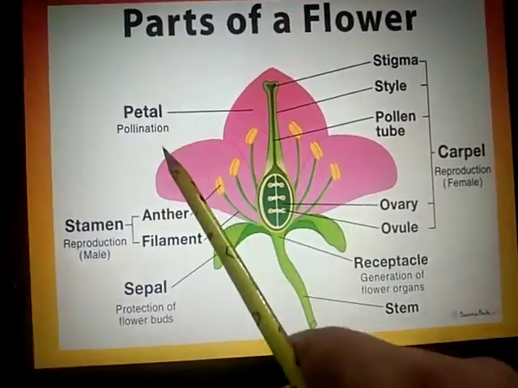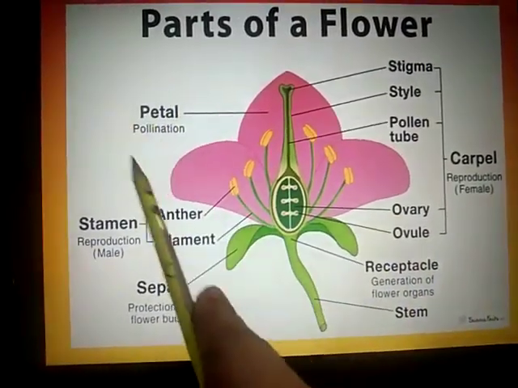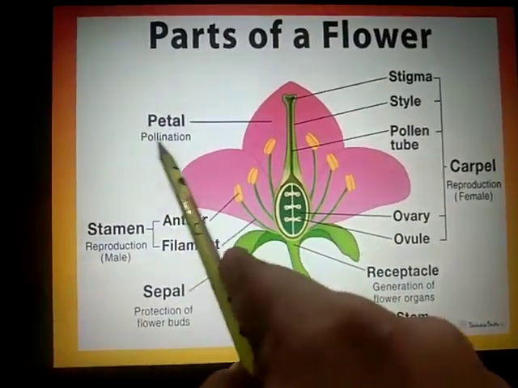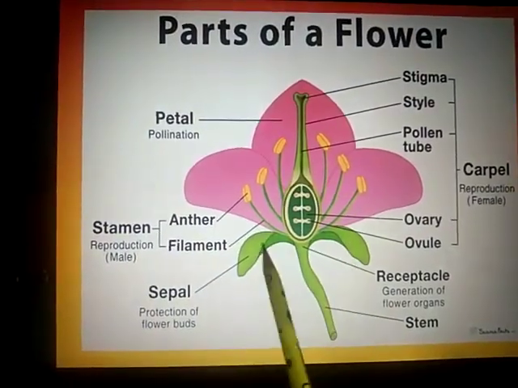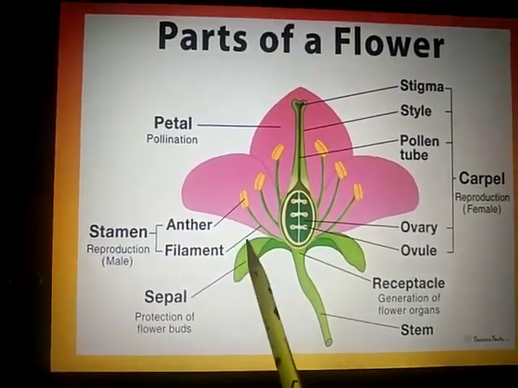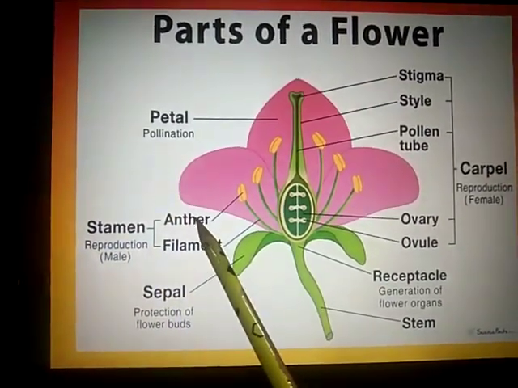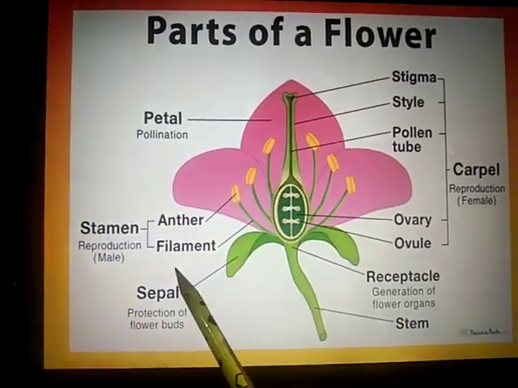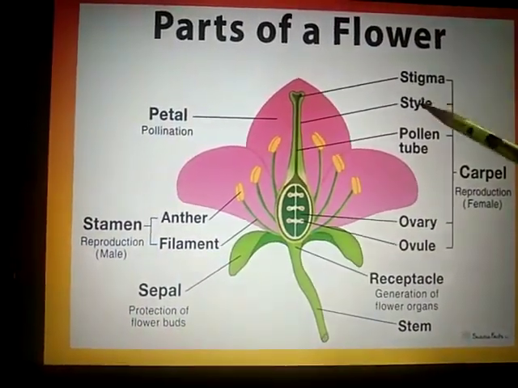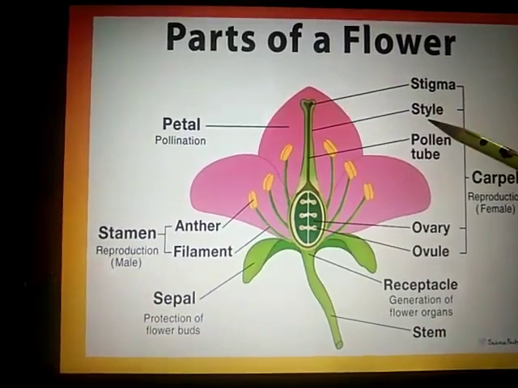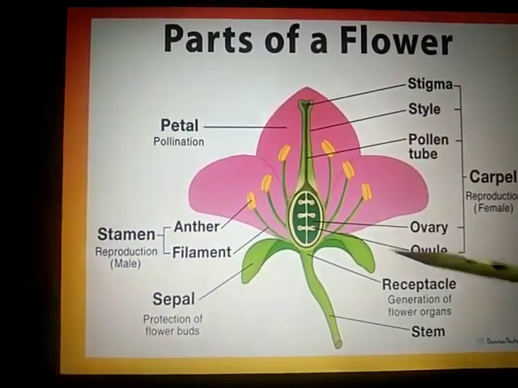Here the petals, the brightly colored petals, are very important for pollination, and the sepals are known for the protection they give to the flowering buds. The stamen consists of 2 important parts, the anther and the filament. The gynoecium, that is the carpel, consists of 5 important parts: stigma, style, pollen tube, ovary, ovule.